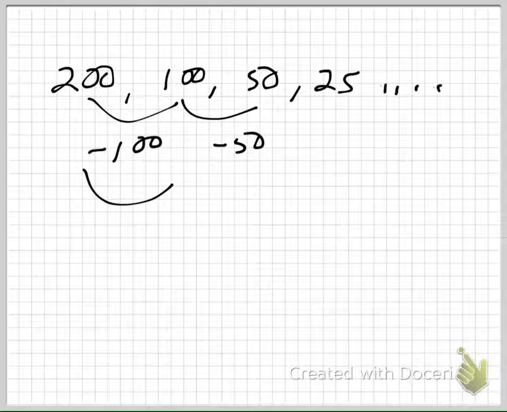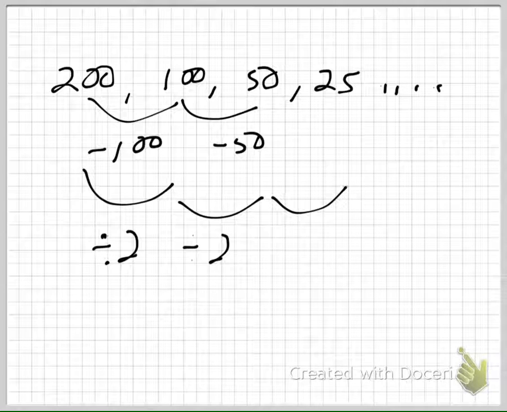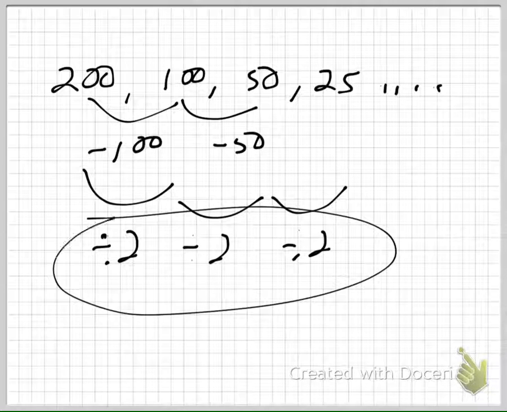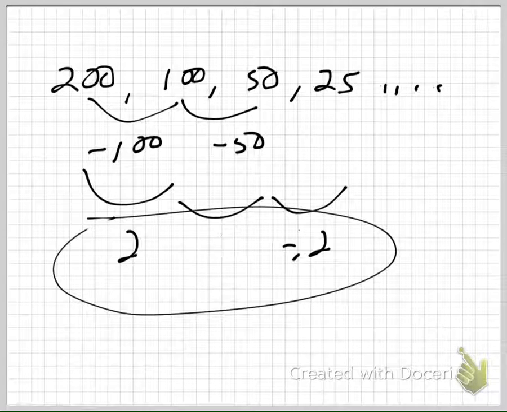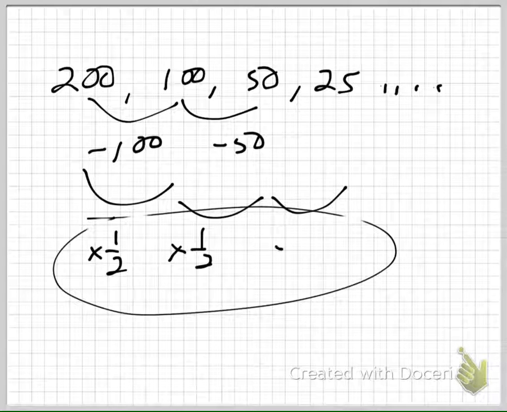To go from 200 to 100, it could be divided by 2, right? And then to go from 100 to 50 is also divided by 2. And to go from 50 to 25 is divided by 2. Is it consistent? Yes. Is it a multiplication problem? How would you do divided by 2 as a multiplication problem? Multiply by 1/2, same exact thing. So I wouldn't do divided by 2. You need to get in the habit of seeing this as times 1/2, times 1/2, times 1/2. Does that make sense?